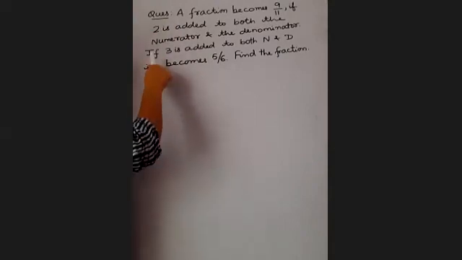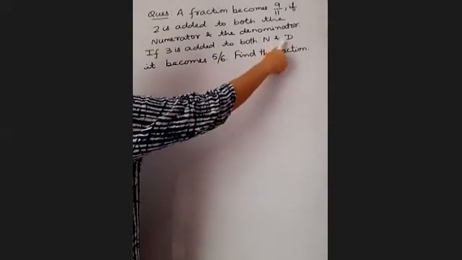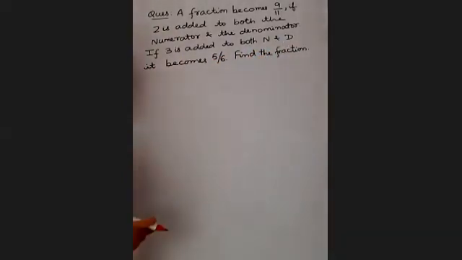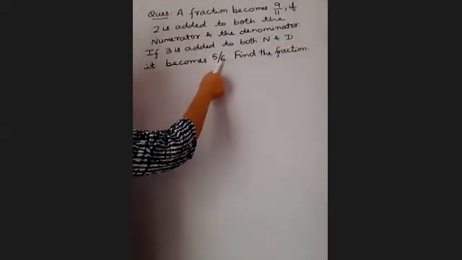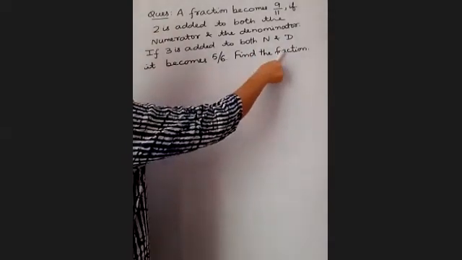A fraction becomes 9 by 11 if 2 is added to both the numerator and denominator. If 3 is added to both numerator and denominator, I have written NND for numerator and denominator, it becomes 5 by 6. Find the fraction. Children, we have to find the fraction.